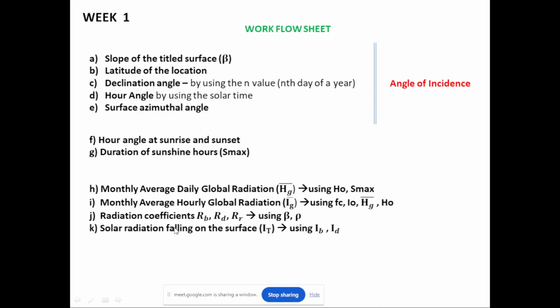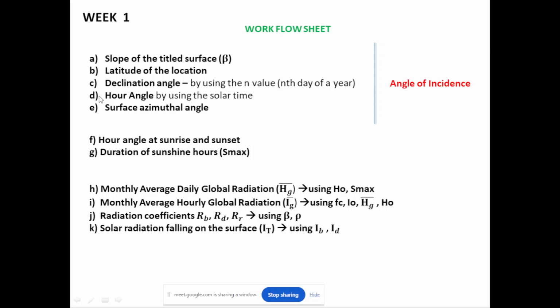And then at the end we calculated the solar radiation falling on the surface, IT, using IB, that is the beam, and the diffuse radiation. The beam radiation is the one which falls directly onto the surface, the sun rays that fall directly onto the surface without undergoing any kind of scattering by the atmosphere, whereas ID is basically the diffuse radiation, which undergoes scattering because when the sun's rays travel, they also travel through the atmosphere. Because of which some of the sun rays undergo diffusion. So that diffuse component is ID.